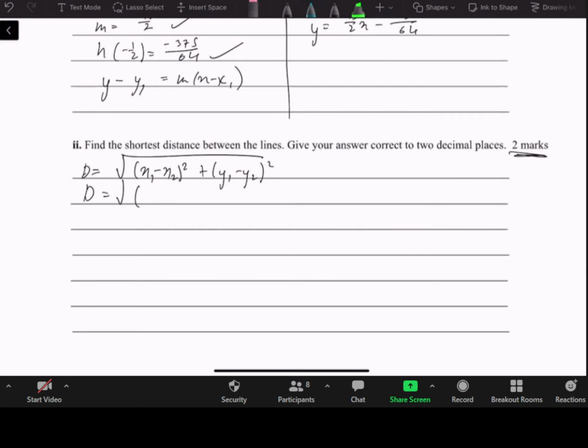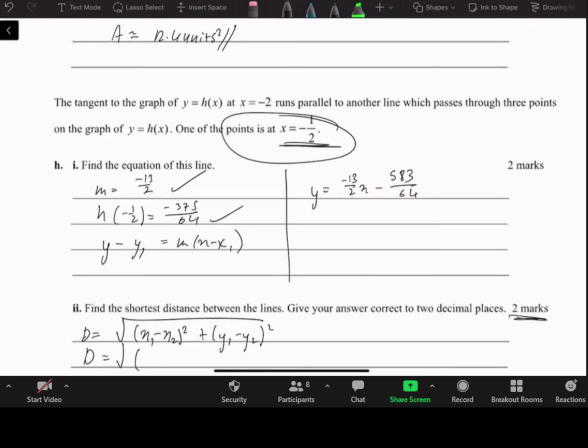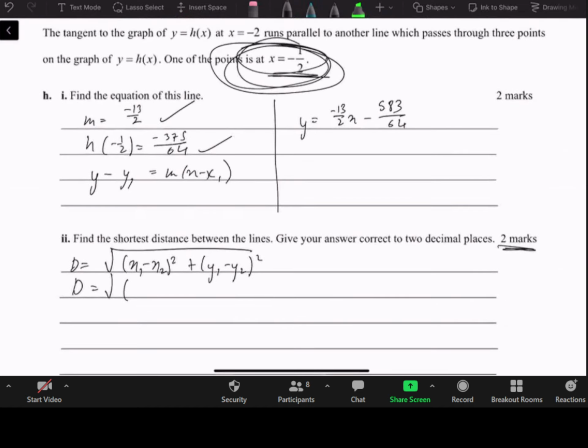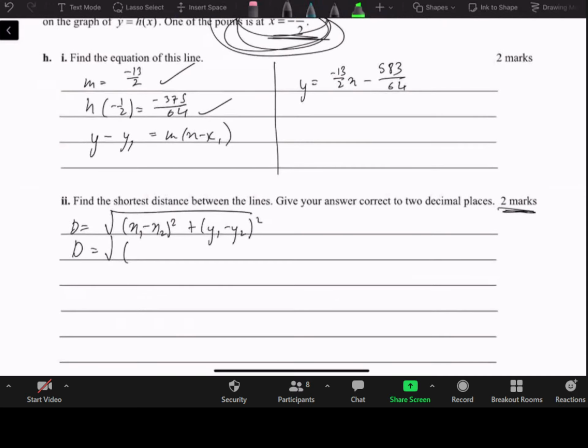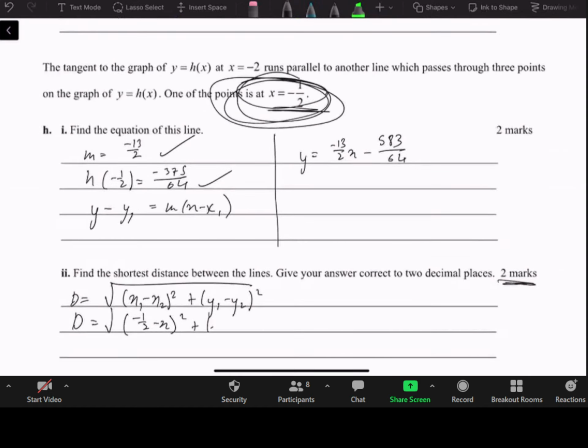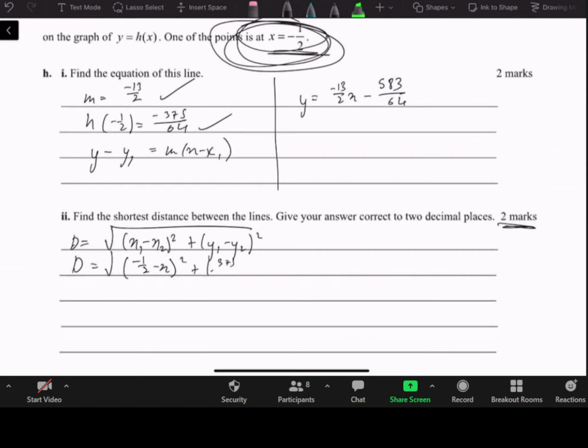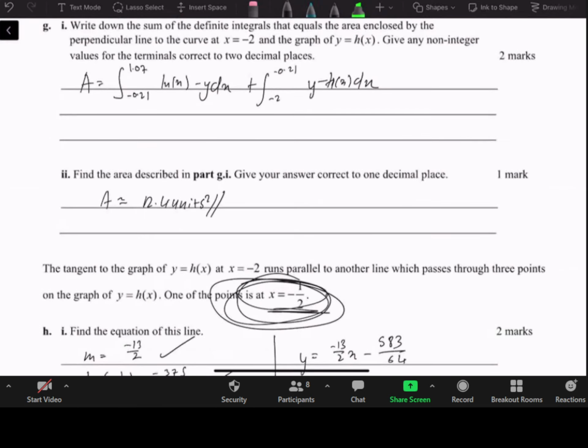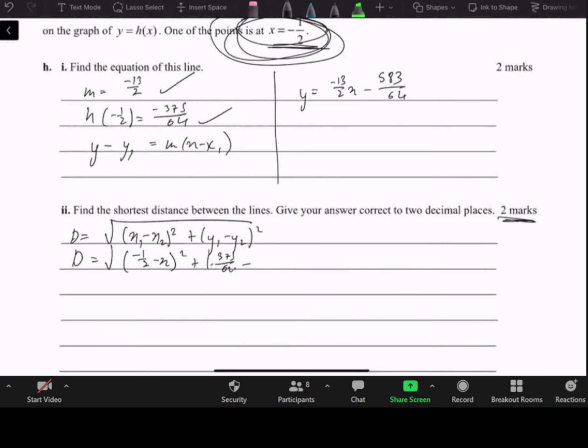Sorry, it's wrong. Sorry, you would start at the point where it meets the h(x) graph. So x1 would be negative half, and then x would be just x, because you're trying to find a function. And then y1, so at negative 1, we figured out it was negative 375 on 64, minus y2. But y2 is actually the function we found before. So that would be negative 13 on 2 plus 16.